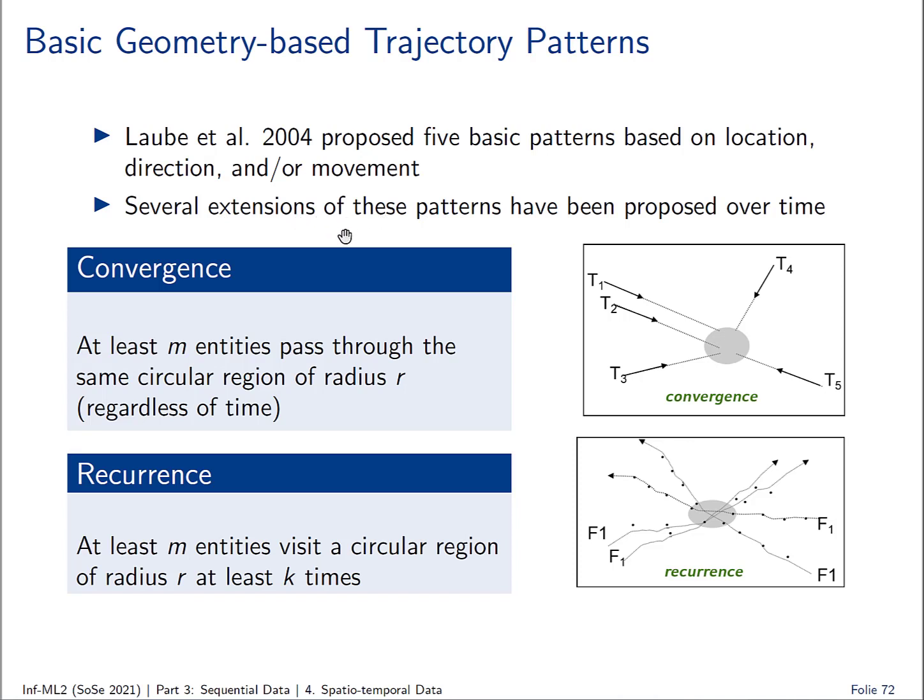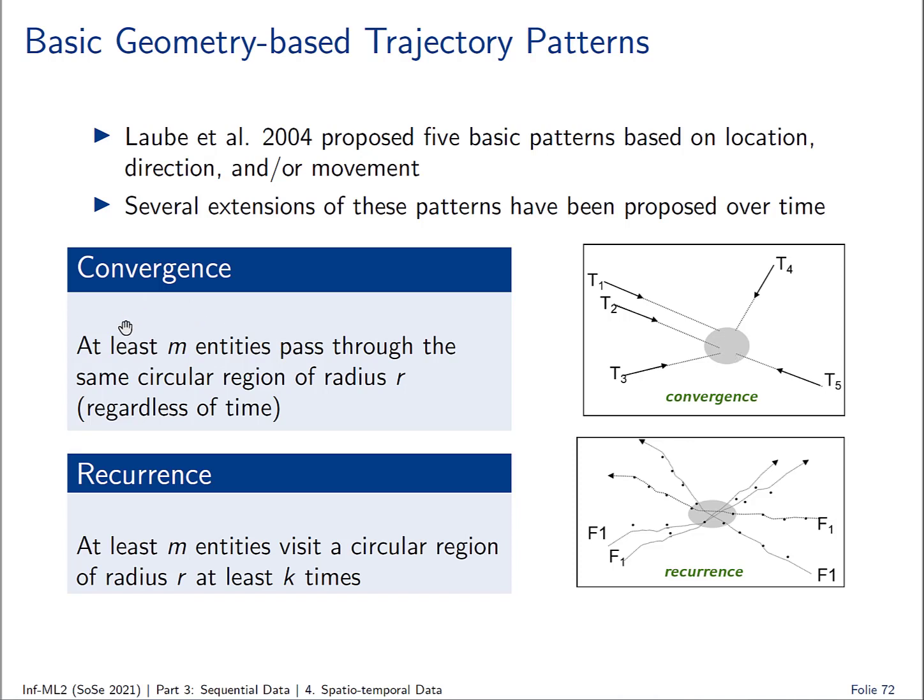You will find out that all those patterns are basically about some circular region of radius r. Yeah, which probably makes sense because we're talking about spatial locations. So all these patterns are based on a concept of a circular region with specific radius, and something has to happen inside this circular region. And let's see what can happen.